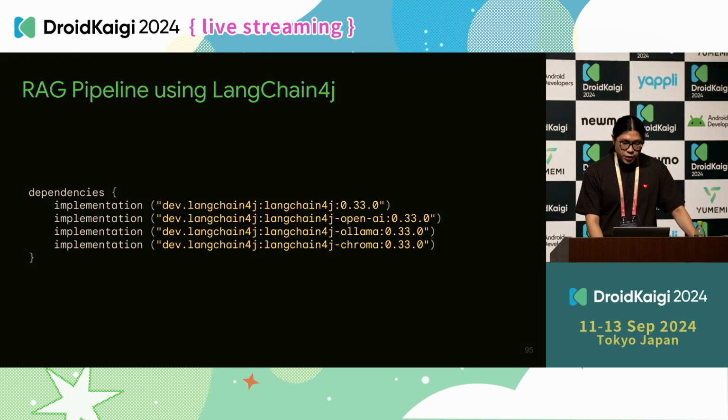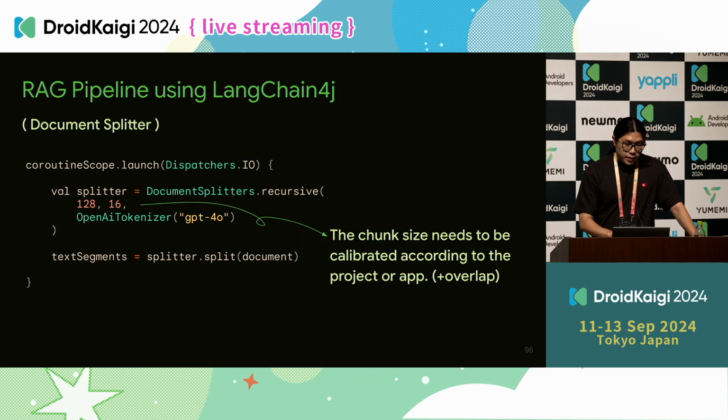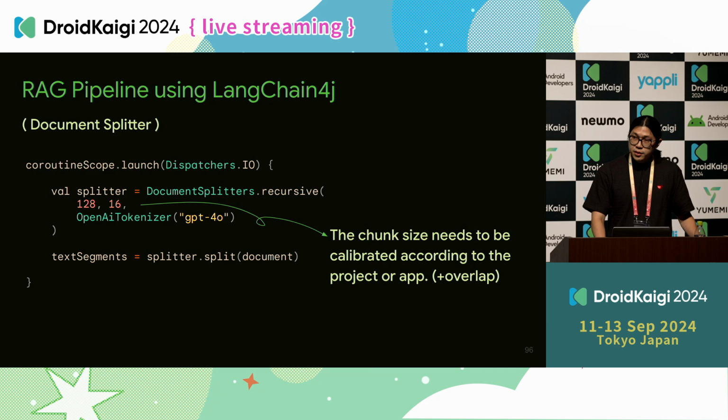First, add the necessary library for the implementation. I add OpenAI, Llama, and Chroma. It's simply added. LangChain4j makes it easy and convenient to use the document splitter. For chunk size, you need to adjust it according to your data formats and requirements.